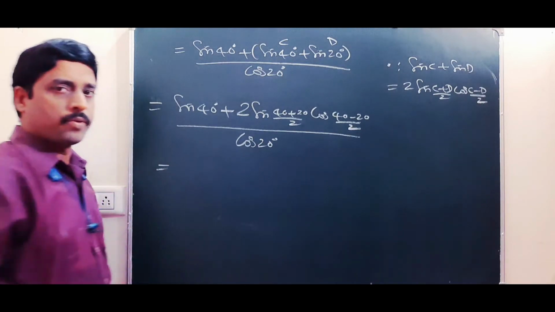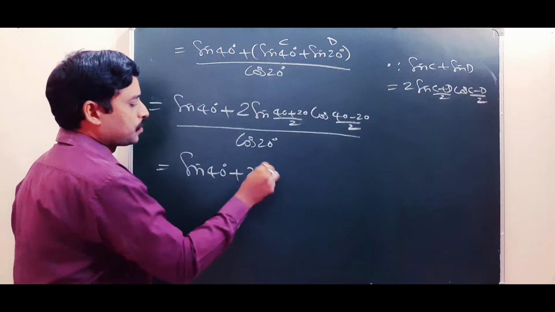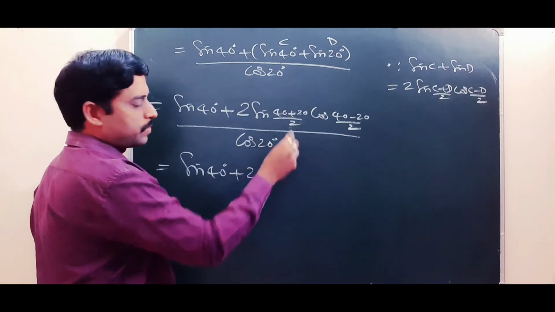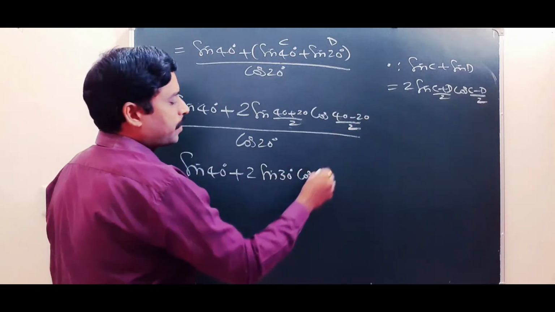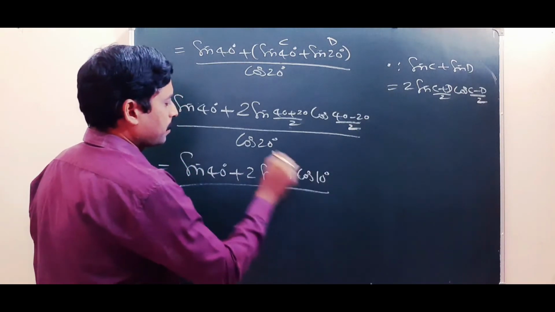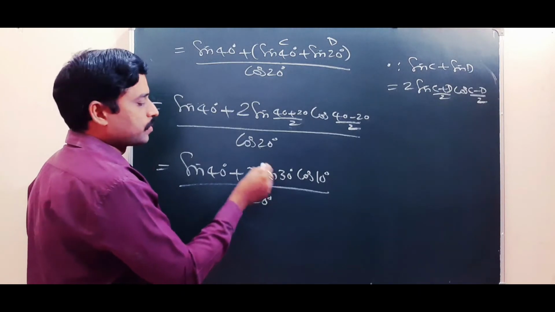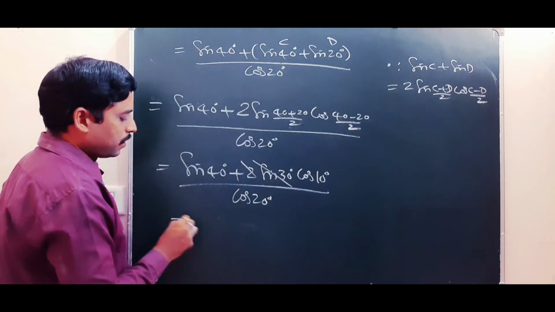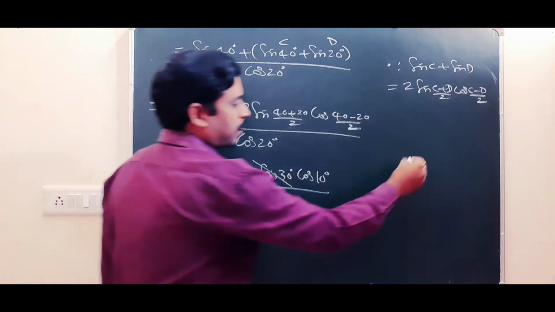So it is going to be sin 40 degrees plus 2 sin 60 by 2, which is 30, cos (40 minus 20) by 2, which is 10, by cos 20 degrees. So sin 30 value is 1 by 2. So 1 by 2, the 2 gets cancelled. So sin 40 degrees cos 10 degrees.